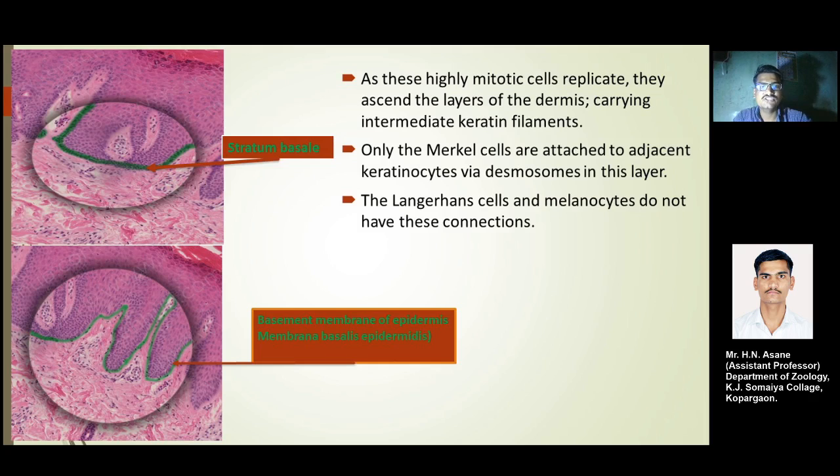That is the junction between the epidermis and the dermis layer. The epidermis is the uppermost layer and the dermis will be the second layer of the skin. Only the Merkel cells are attached to the adjacent keratinocytes via desmosomes in these layers, and they are interconnected. The Langerhans cells and the melanocytes do not have these connections.